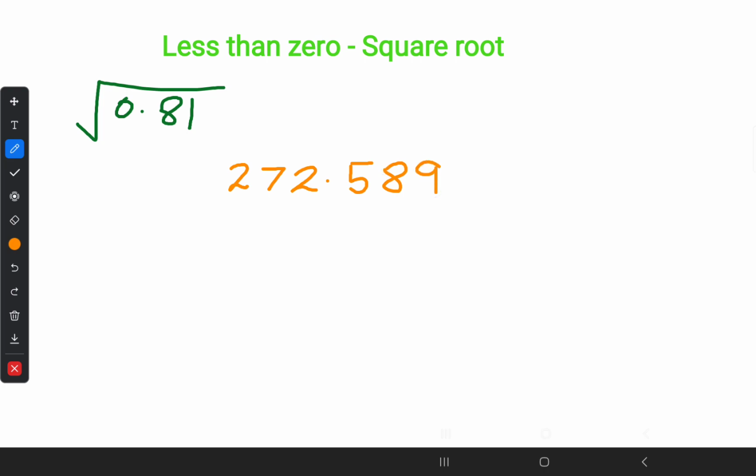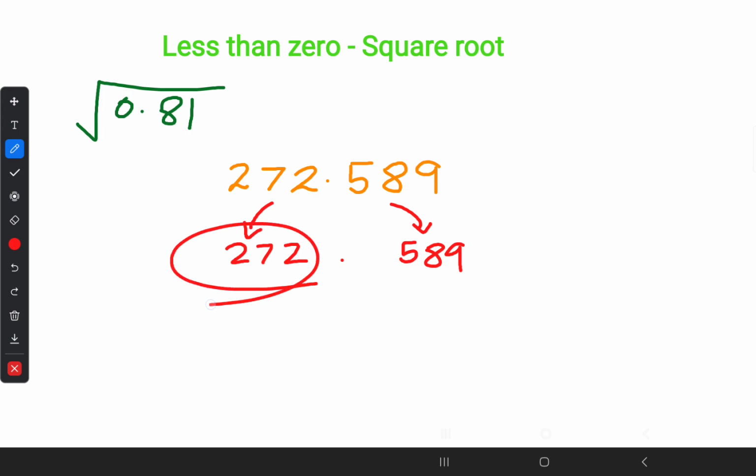How to make them as pairs? In integral square roots we studied that. When you have 272, these numbers are integers. This is called the integer part. These are called decimals. In the integer part, this is 272. After the decimal, we have 589. So you should separately make them as pairs.